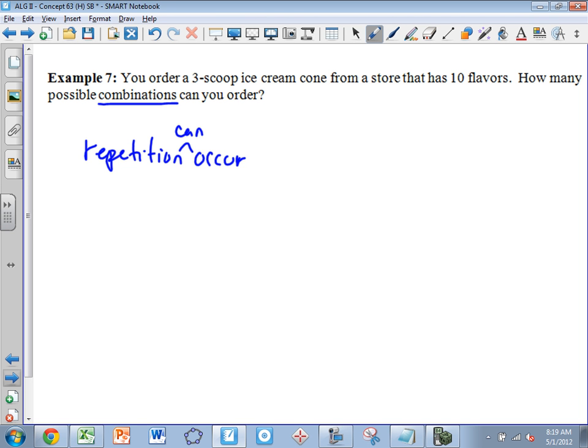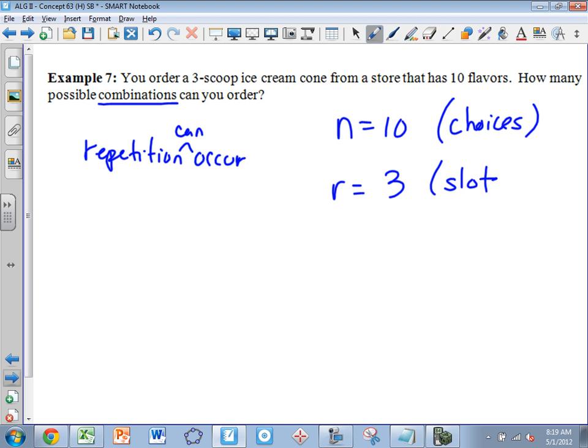So, what is my n value in this problem? 10, because there are 10 choices or flavors. How many scoops do I get? In this one I get 3 scoops. Okay, there are 3 scoops. So, for this problem, all you're going to be doing is simply plugging into that formula. That's it. Okay, so go back to your previous formula.